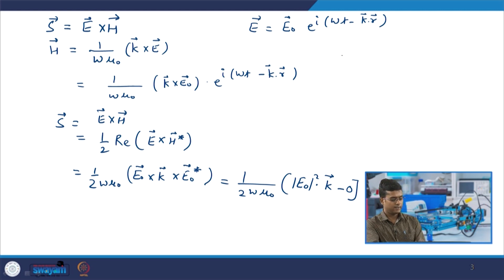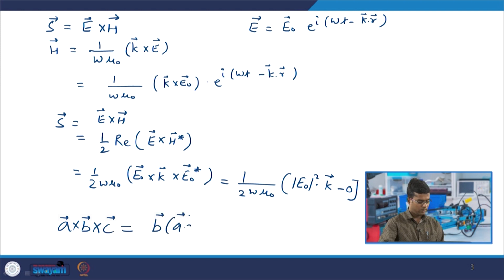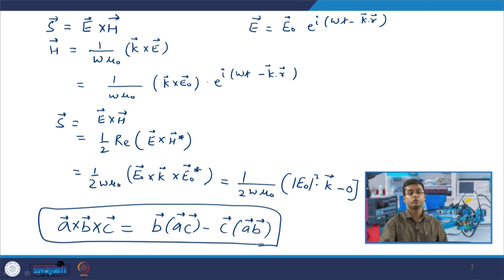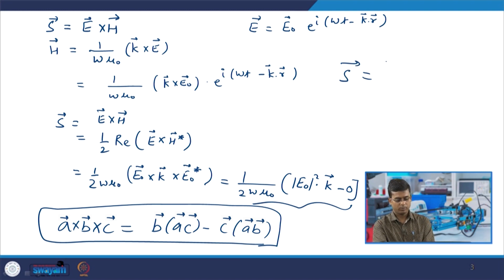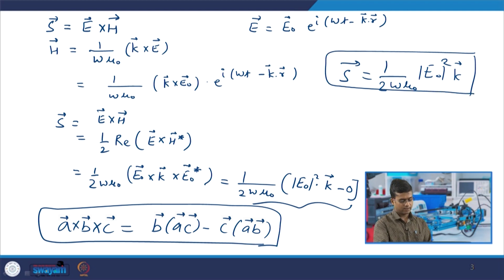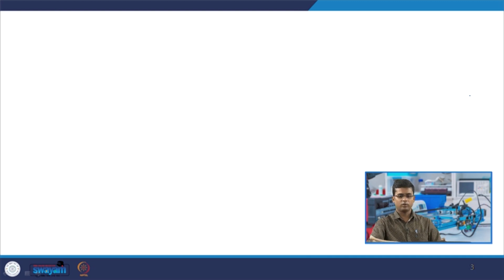You know this identity, I told you about this identity, A cross B cross C was equal to B (A dot C) minus C (A dot B). So, use this identity I told you on that day to prove it. Go back and prove it and try to see what happens. So, we end up with this relation: S is equal to 1 upon 2 omega mu 0 mod E0 square k. So, S gives the direction of flow of energy.